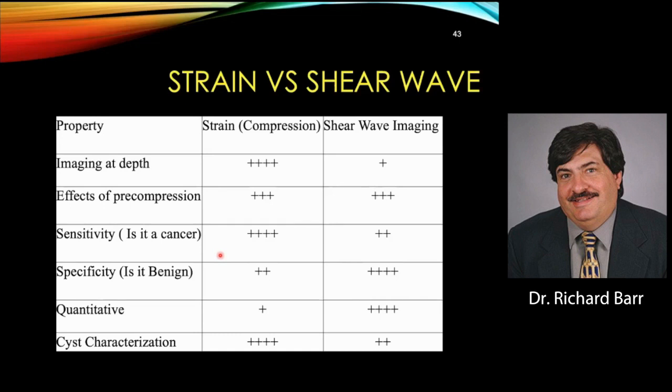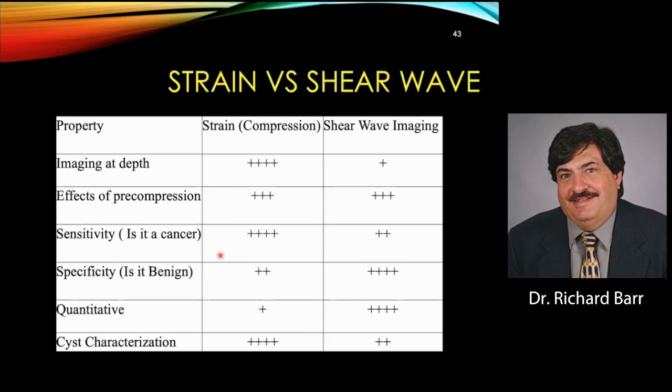Precompression affects both. And in our hands, strain, is it a cancer? We do much better because we have the problem of the blue cancers on shear wave. Specificity, is it benign? We do much better on shear wave because we don't have any artifacts with benign lesions. But on strain, it's very hard to get good strain images sometimes because the lesion just blends in with the background. And obviously, shear wave is very quantitative and strain is not.